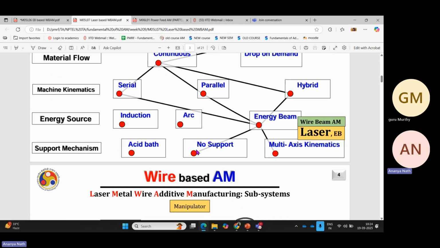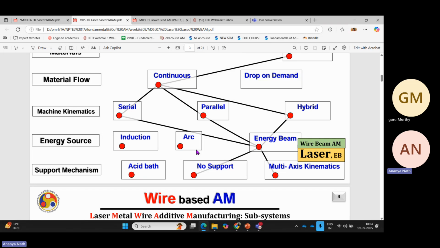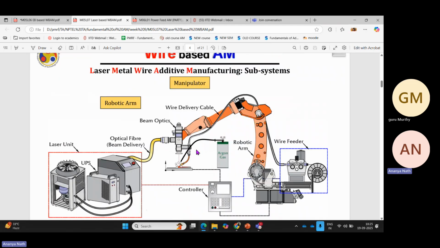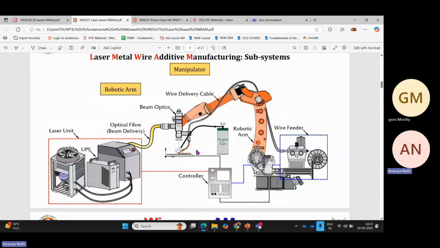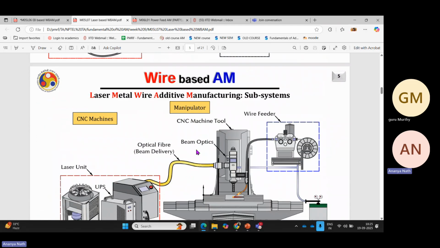So now we are going to talk about the wire AM process using laser and electron beam. Now we are coming to laser wire additive manufacturing. Just to point out a very important point, whether it's an electron beam based wire fed AM, or wire arc additive manufacturing, or a laser wire AM process, these all come under the state of the art called directed energy deposition.